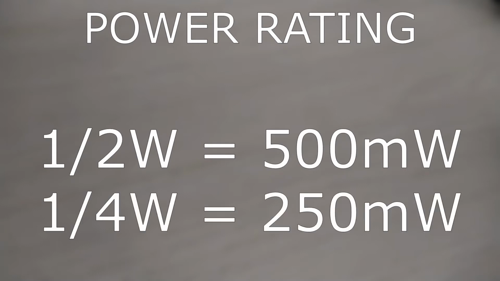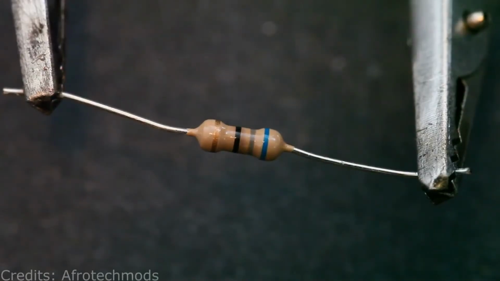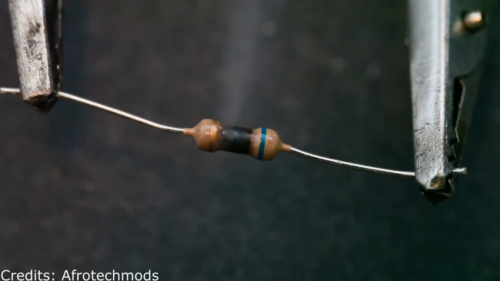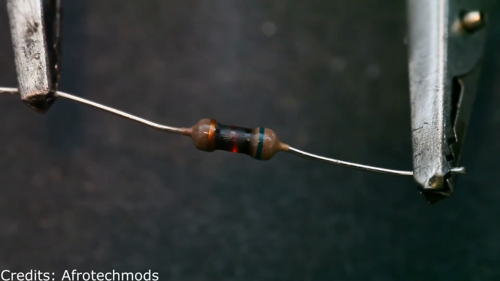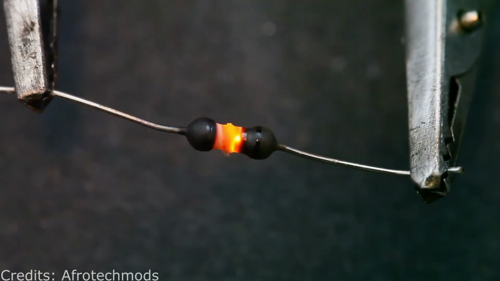Before we go to the lab, we need to know the last things about the resistor. It's the power rating. Generally, commercial resistors can handle 1 over 2 watts, or 500 milliwatts, or 1 over 4 watts, which means 250 milliwatts. If we forget to consider the power rating, we will have the magic smoke, and to be honest, it's not so magic, especially its smell.